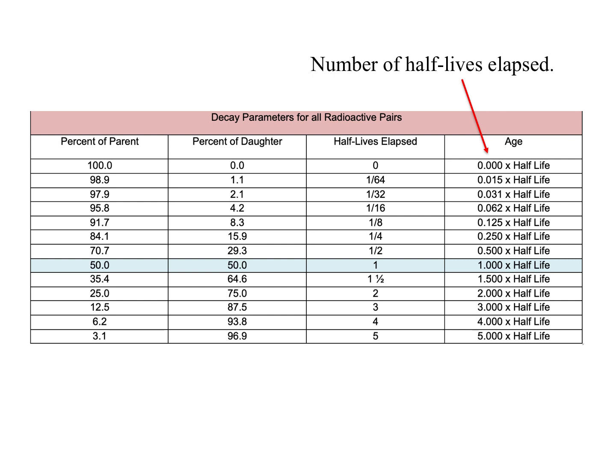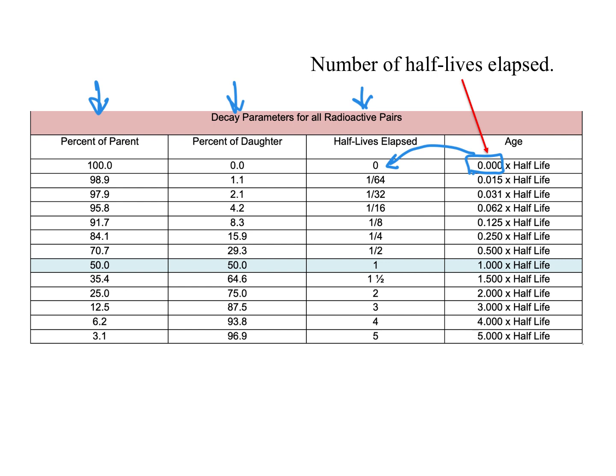This is one of the tables that you'll be using in your lab. And what this does is it gives you the percentage of parent, the percentage of daughter, the number of half-lives that have elapsed, and then the way to calculate the age of the rock. So this number here comes from this number here.